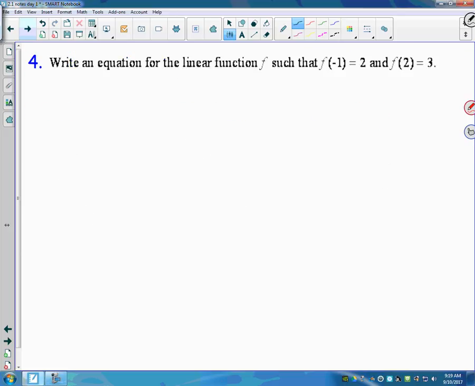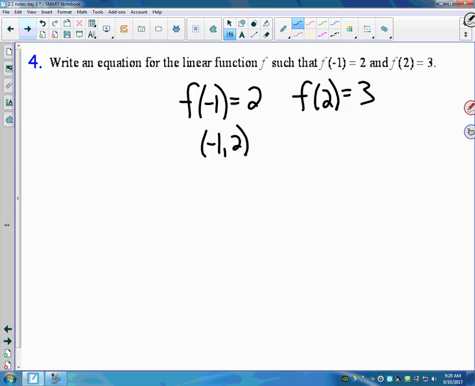Linear functions, I'm not going to talk a lot about this because I really hope that you feel good about writing linear functions. But it says write the equation for a linear function such that f of -1 equals 2 and f of 2 equals 3. Well, remember that this is just function notation. That's just ordered pairs, right? This is x, and when x is -1, the y is 2. So this is the ordered pair -1, 2, and this is the ordered pair 2, 3.